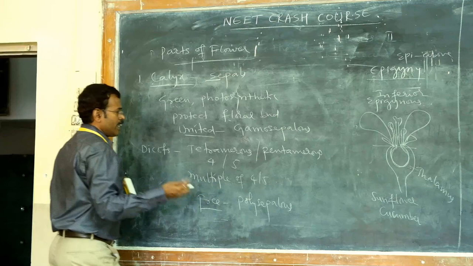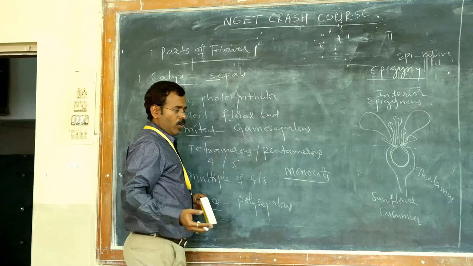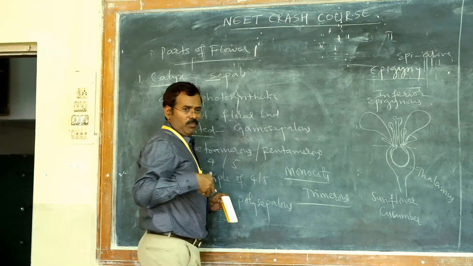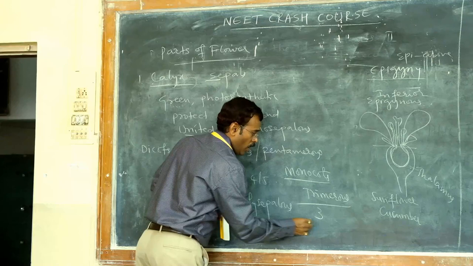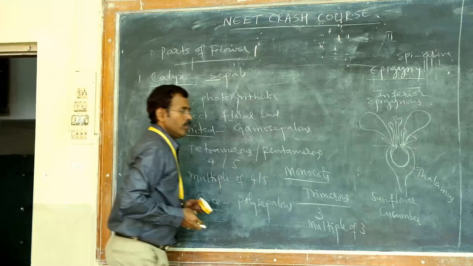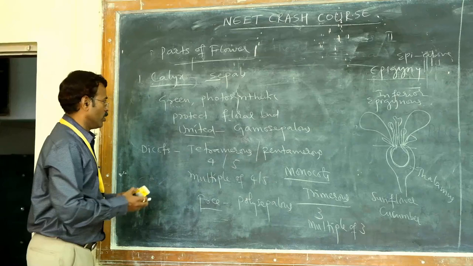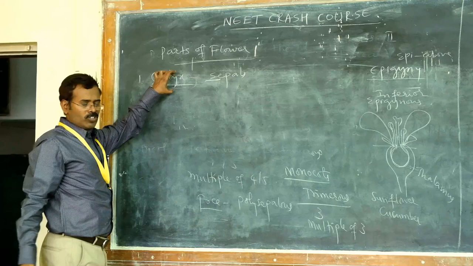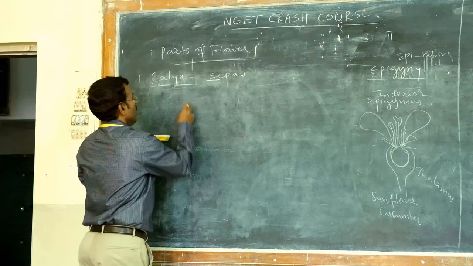In case of monocots, usually the floral whorls we refer to as trimerous. So here the number of sepals or petals, or even tepals, can be 3 or a multiple of 3. So either trimerous, tetramerous or pentamerous condition you can see in case of angiospermic flowers. Being the outermost protective whorl, the calyx is denoted by the capital letter K.